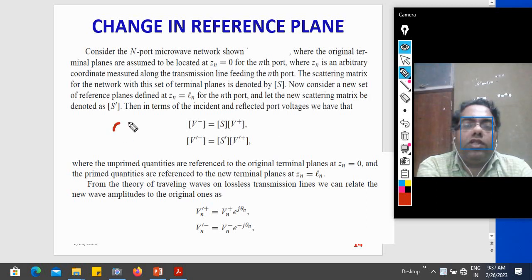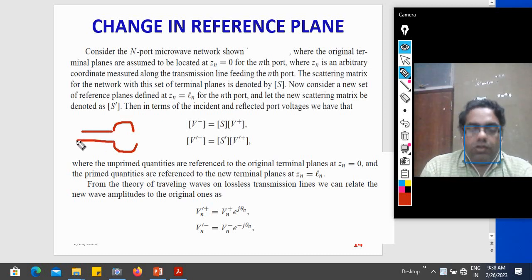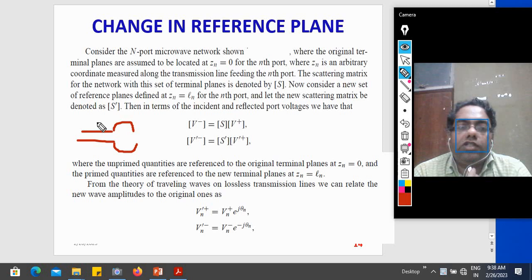Now see what we are doing. Suppose this is a port, and the plane at which we are measuring the voltage amplitude can be this, or I change the plane to this, at which we will measure the incident and reflected voltage amplitude. Whether there will be any change when I change the measurement plane from this plane to this plane, that we have to explore. That means, whether a change in the reference plane of the ports will affect the value of the S parameter or not.